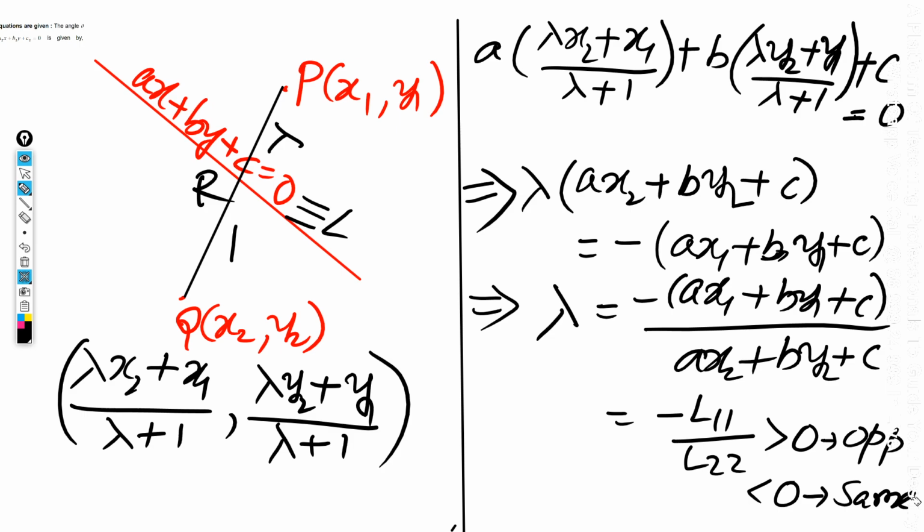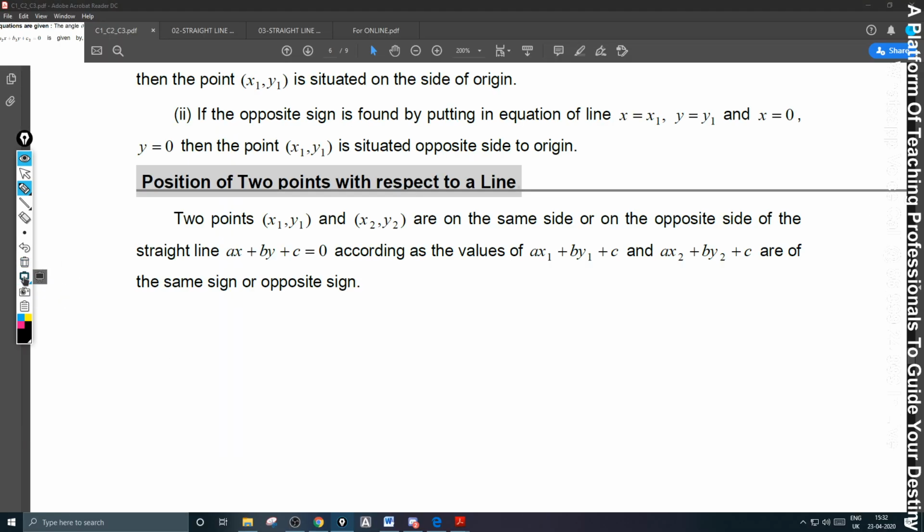Okay. So, what is the formula? Minus L11 by L22. Let us check the related problems on this one. He simply gave it as: 2 points are on the same side or on the opposite side of the straight line ax plus by plus c equals 0, according as ax1 plus by1 plus c and ax2 plus by2 plus c are of the same sign or opposite sign. Okay, let us take a problem.